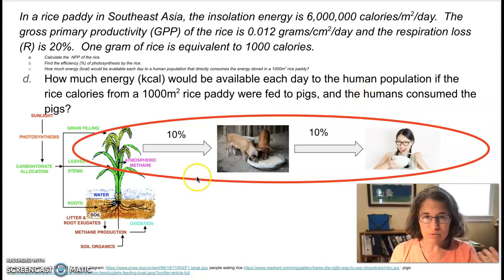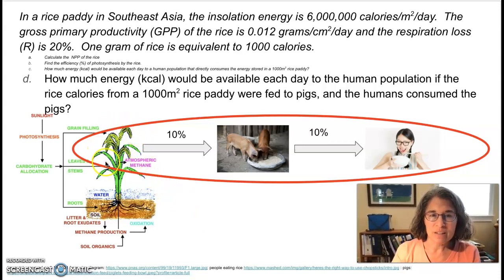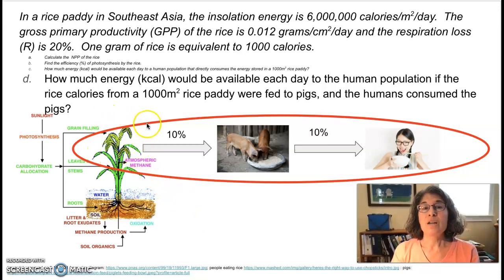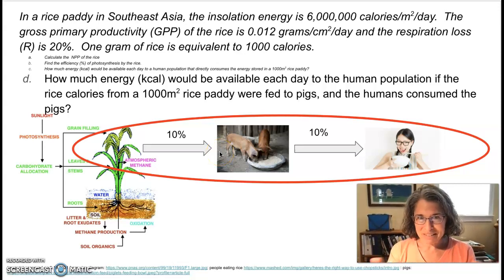if the rice calories from the 1,000 meter squared rice paddy were first fed to pigs and then the humans consumed the pigs. So for a little infographic, and again, you want to just have a mental construct of this, we're talking about the energy that's stored in the rice going from the primary producer, going to pigs, which would be our primary consumer. Remember, in that trophic level transfer, there would be a 10% energy exchange, or 10% of the energy would be transferred for the growth of the pigs. And from the pigs to the humans, pigs being primary consumer, humans in this case being a secondary consumer, again, 10% of that energy is going to be transferred from one trophic level to the next.